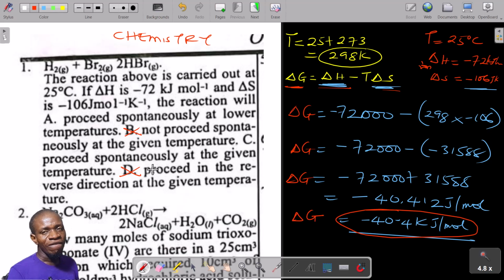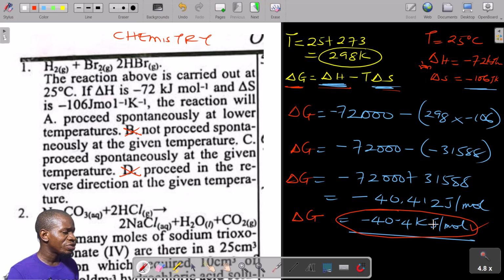So what I'm going to do is, first of all, start with those that have the word spontaneous. Select the ones that have the word spontaneous and remove the ones that don't, so that I will know the correct answer. The first one says non-spontaneous. The second one says proceed, so it has nothing like spontaneous in it. So I'm left with option A and option C. For option A, they say at lower temperature, which is not specific. For option C, they said proceed spontaneously at a given temperature. We have a given temperature, and what is the temperature?